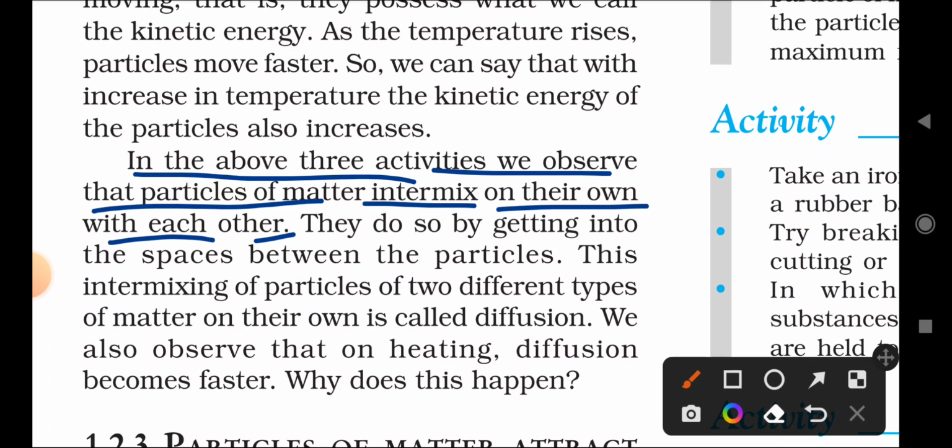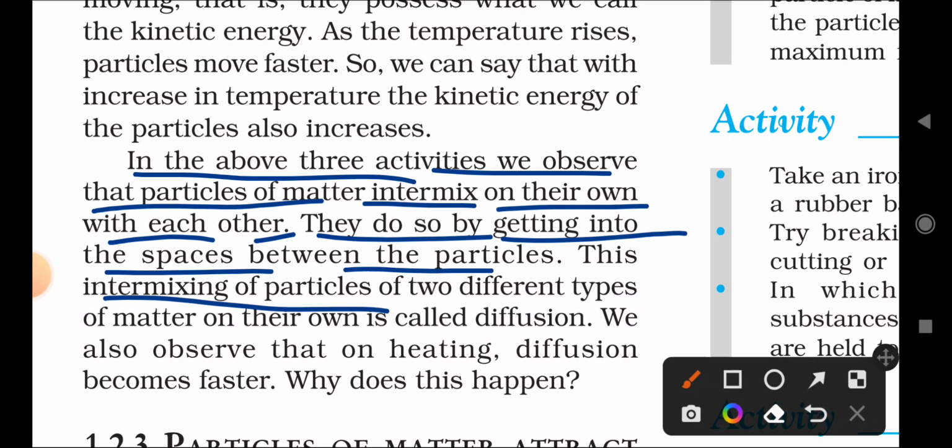For example, we are not saying that the sugar should mix with the water. They are depending on their own, they are mixing with one another. They do so by getting into the spaces between the particles. How are they mixing? They mix because of the space between them. This is the second point. First is continuously moving, and second, they have space between them. This intermixing of particles of two different types of matter on their own is called diffusion.